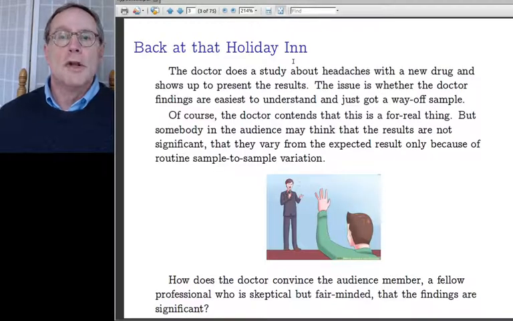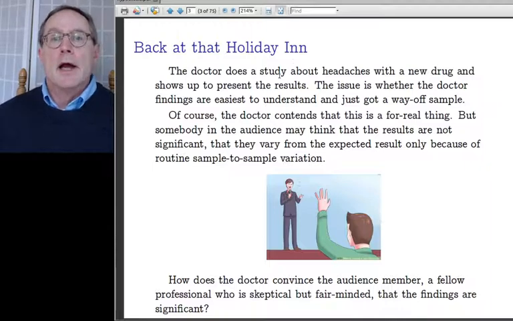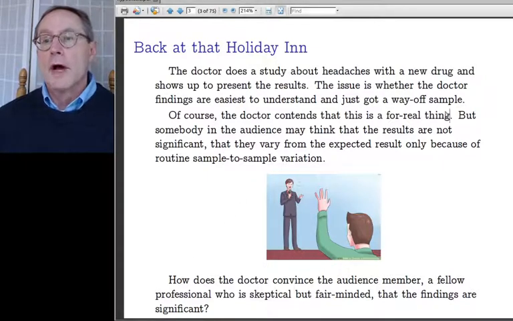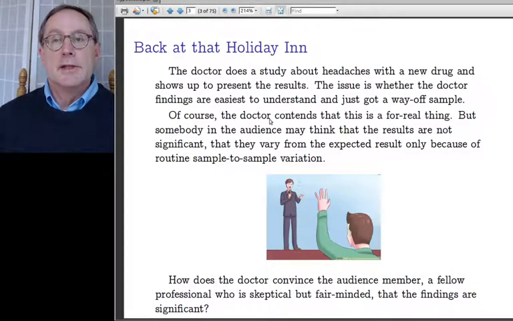So we're going to do statistical tests. So the setup is I'm back at that Holiday Inn in Kansas City, and I have a doctor who did a study about headaches with the new drug and showed up to present the results that there's a previously unreported side effect from this drug. And the issue is whether the doctor's findings are easiest to understand as just simply that they got a way off sample, or are the doctor's findings easiest to understand as that there's a genuine effect, there really is such a side effect.